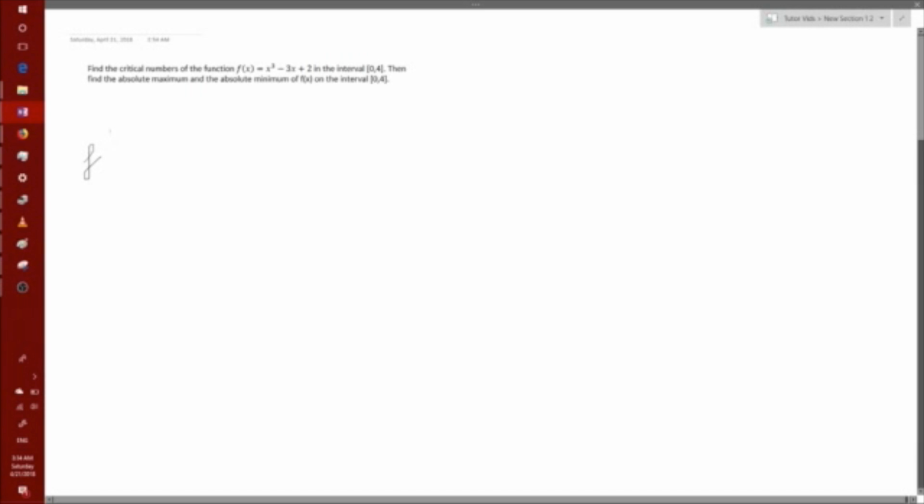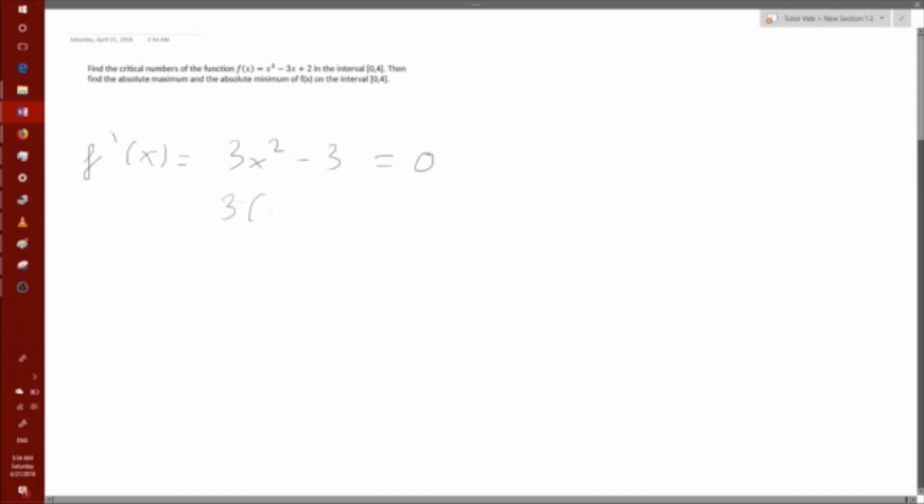So the derivative of the function, f prime of x, is 3x squared minus 3. That's it. And then we set the derivative to 0 and solve for x to find out the critical numbers.